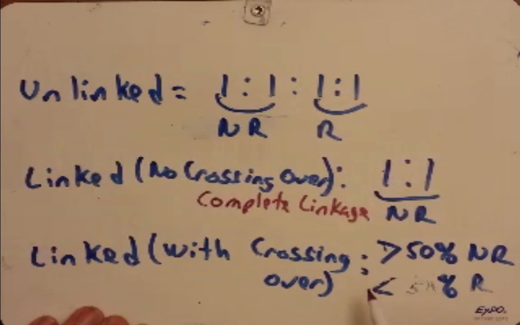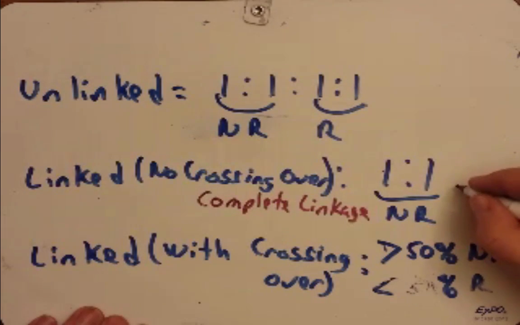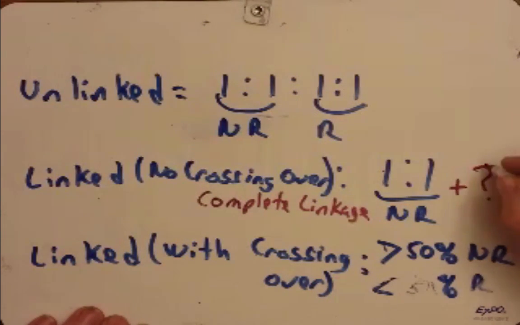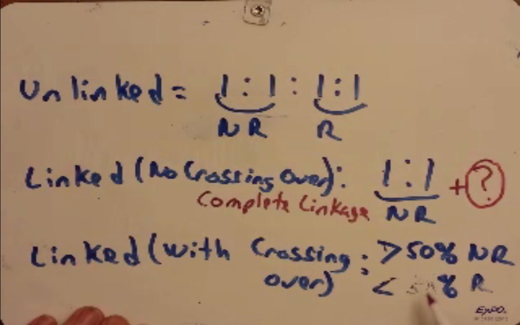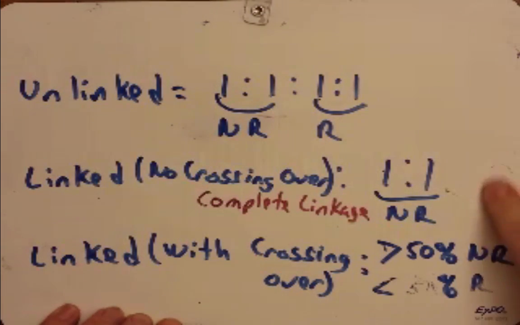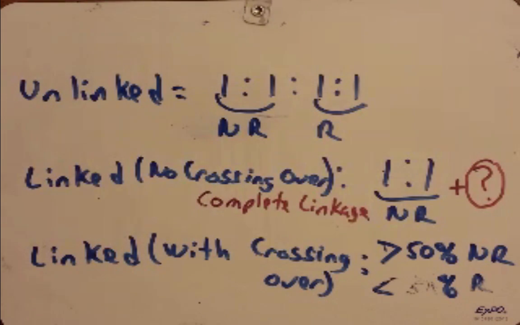There is another way we can get a 1 to 1 ratio that is not this way. So I'm going to write plus an alternative. And you can think about that. How else could you get a 1 to 1 ratio of only non-recombinant classes like this? Where when you looked at the results, you would say clearly it is completely linked, but upon further analysis, you realize that these two genes are not completely linked. What could be causing this other situation to appear to be completely linked, but they're not completely linked? Think about that, and we'll talk about it in class.